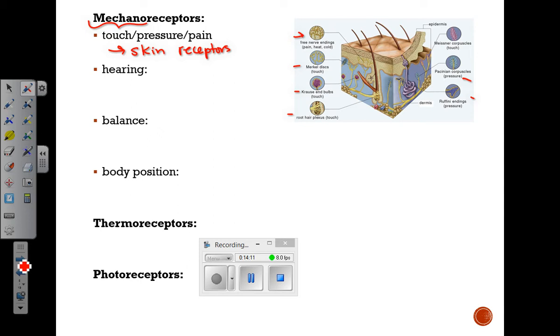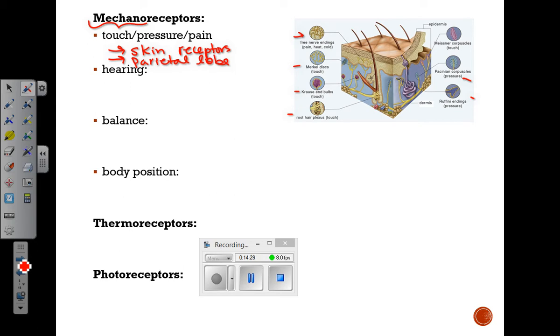If I was to ask which part of the brain is this related to, we would say mostly your parietal lobe, because parietal lobe is for sensory information. So all of that touch and pressure stuff would go to the parietal lobe.